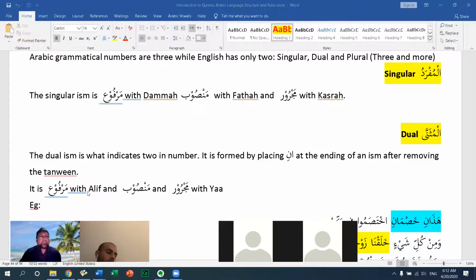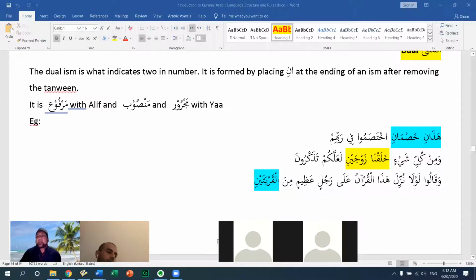So al-musanna is marfu' with alif, mansub and majrur with ya. What it means is like هذان خصمان is marfu'. If we were to say نظرت إلى الخصمين, I looked at the two people disputing, we'll say الخصمين, like الزوجين. ومن كل شيء خلقنا زوجين. This is mansub with ya. And here majrur من القريتين. It's originally الزوجان and القريتان.